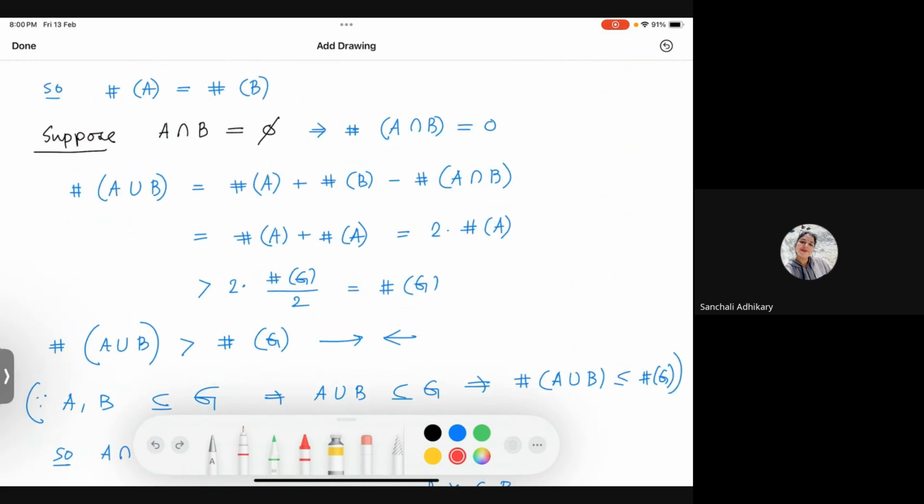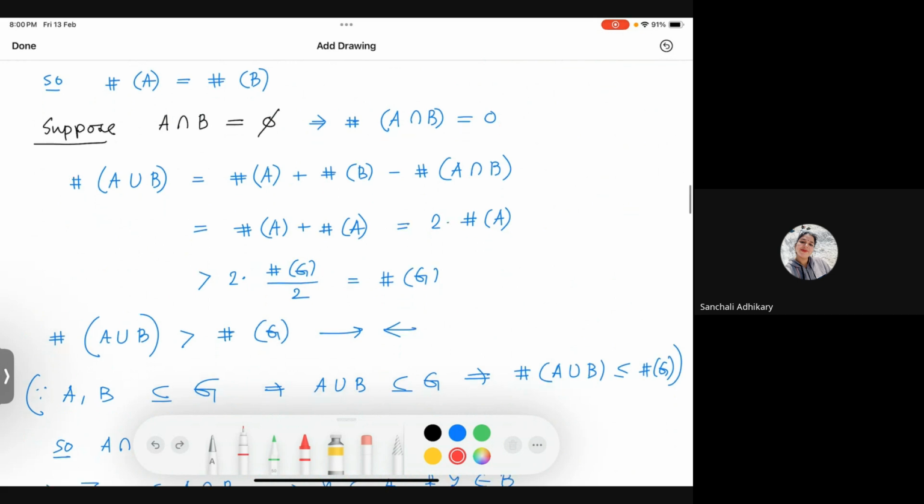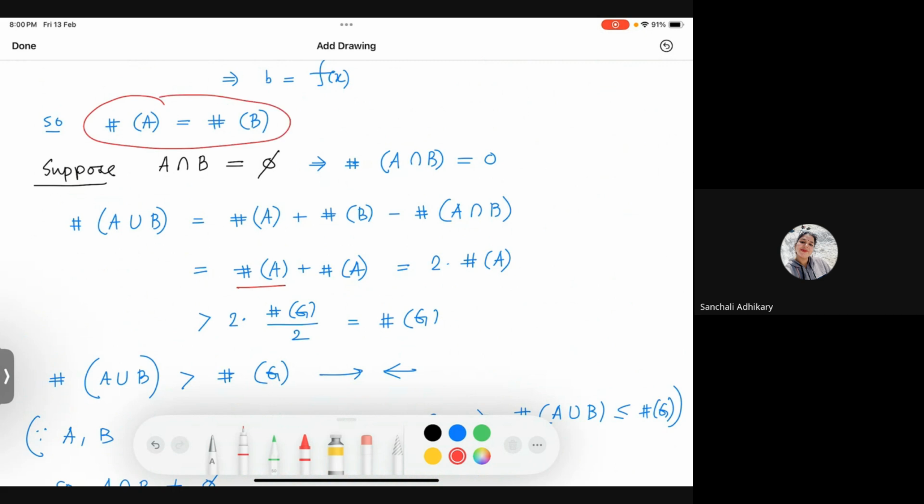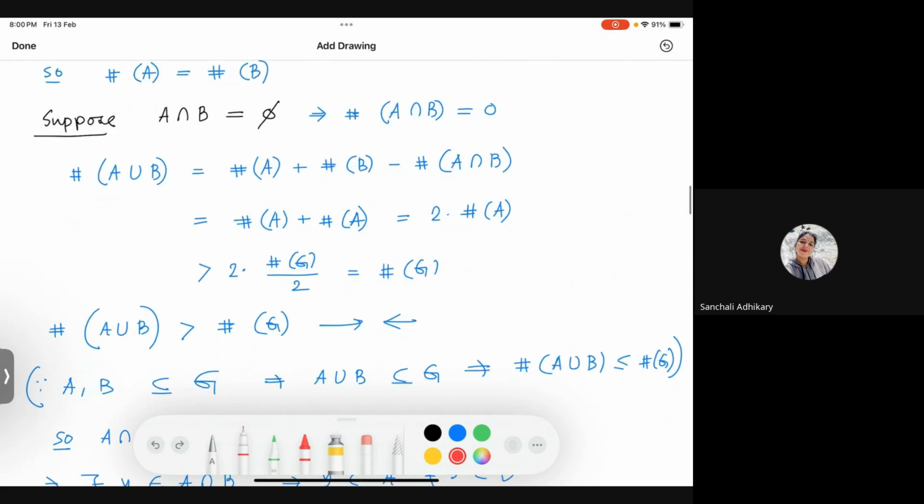And from here I know the cardinality of A intersection B is 0. So we have the cardinality of A, and we know the cardinality of B equals the cardinality of A, so 2 times the cardinality of A. And the cardinality of A is strictly greater than the cardinality of G by 2. It means the cardinality of A union B is strictly greater than the cardinality of G. But how is this possible? Because A and B both are subsets of G.